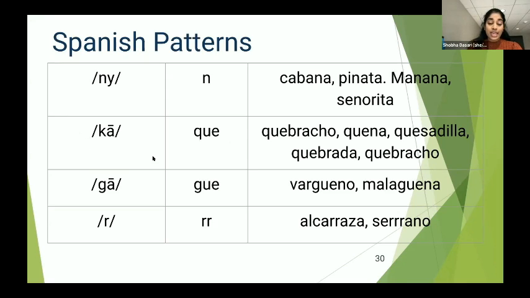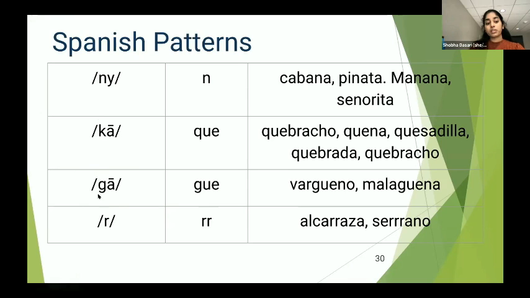If you ever have the K sound in Spanish, that's spelled with a QUE. So this word is quebracho, queña, quesadilla, quebrada, quebracho. And so this is more common at the beginning of words, but sometimes also at the very end of words. But that K sound is spelled with a QUE.